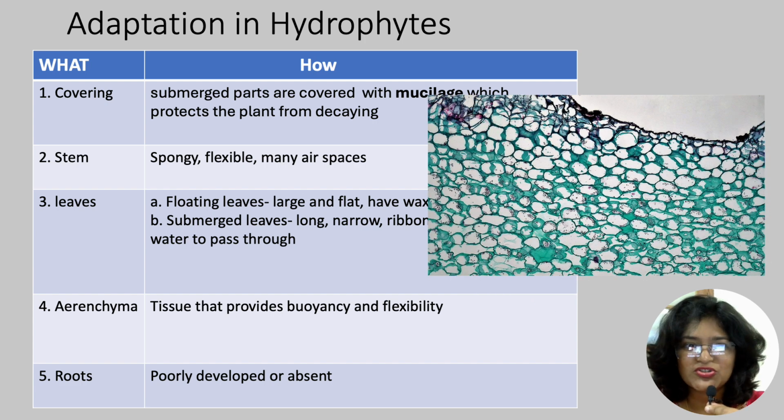Aerenchyma is a special tissue that provides buoyancy and flexibility to the plant. The roots are poorly developed or absent in hydrophytes.